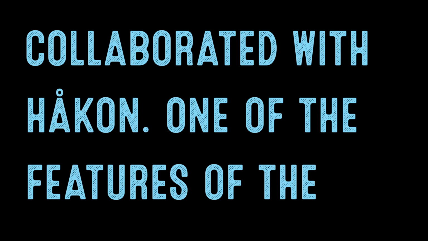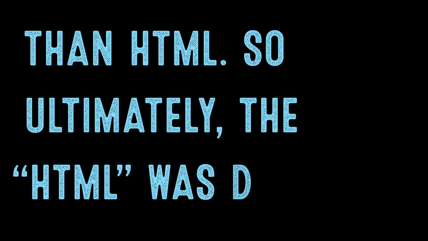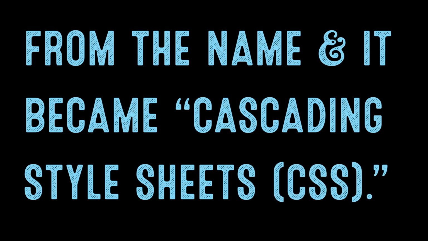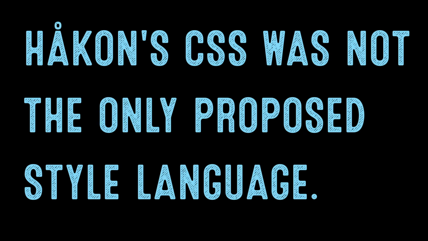One of the features of the style language for Argo was that it needed to be general enough to apply to additional markup languages other than HTML, so ultimately the HTML was dropped from the name and it became cascading style sheets. Håkon's CSS was not the only proposed style language.